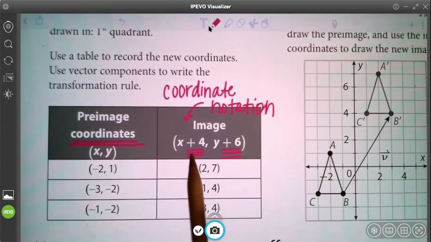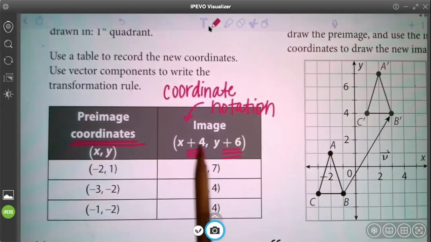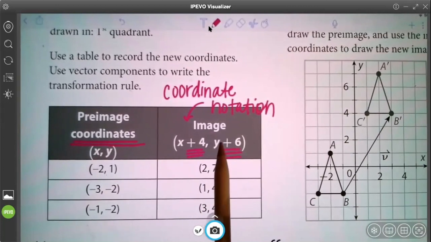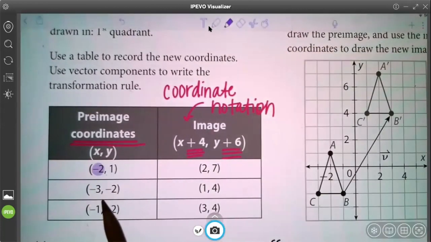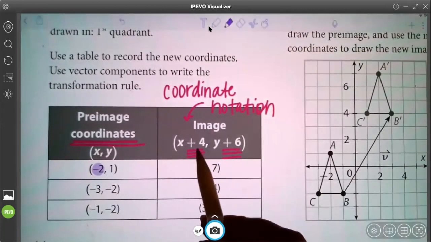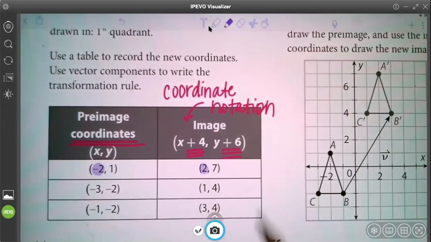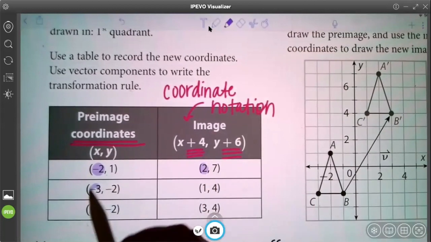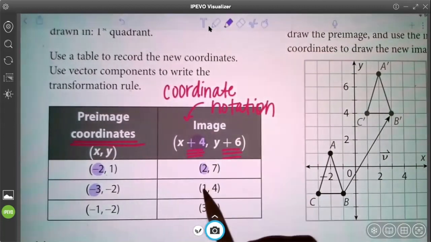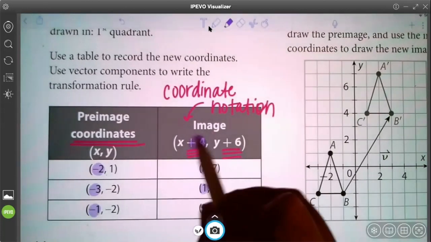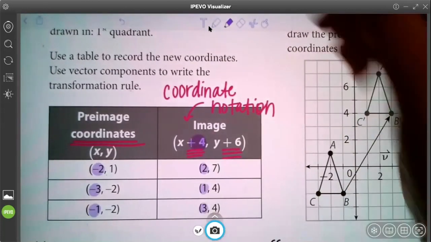So this literally says you take the X number and you add 4. Then you take the Y number and you add 6. And let's see how that plays out down here. We started with -2, and we're supposed to be adding 4. So -2 plus 4, +2. -3, we're supposed to be adding 4. -3 plus 4, +1. -1 plus 4 gives us +3.